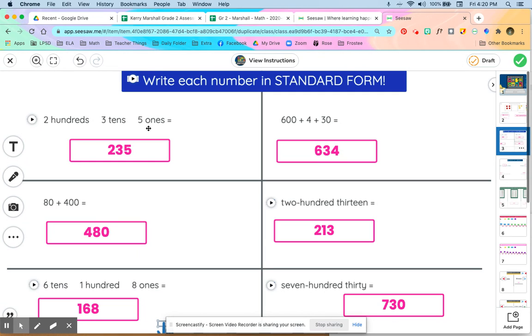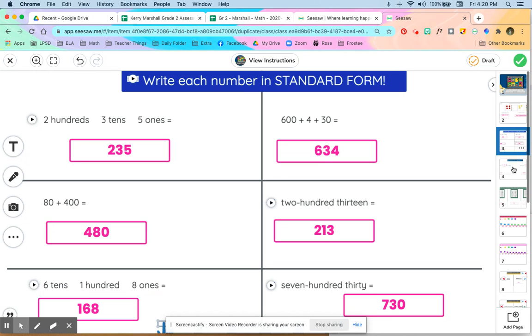Some of them were meant to be a little bit tricky. For example, the 13 and the 30. And also sometimes they mixed up the places of where they were. So they put the tens and the hundreds and then the ones. So the students had to look and remember that place value goes hundreds, tens, ones.